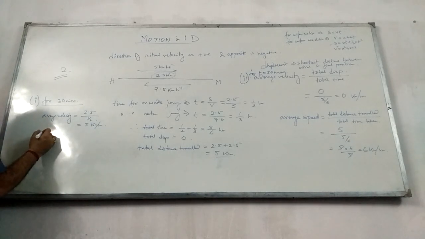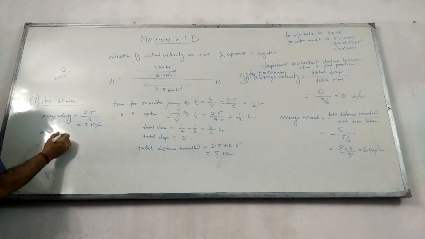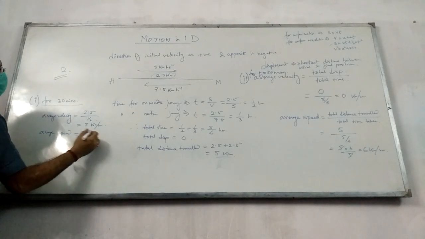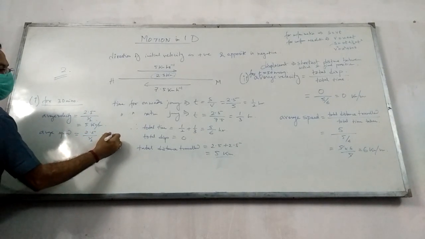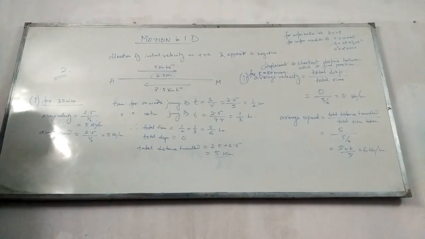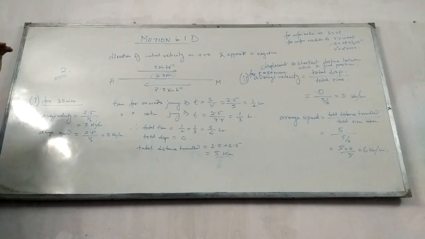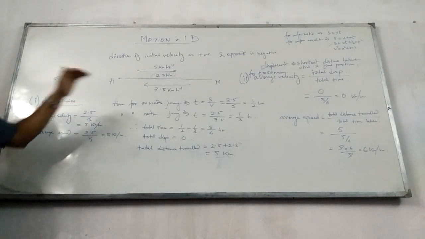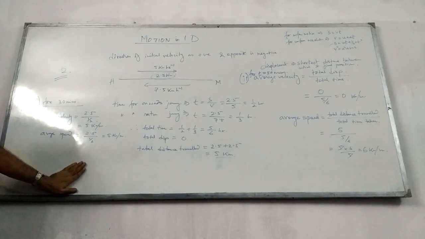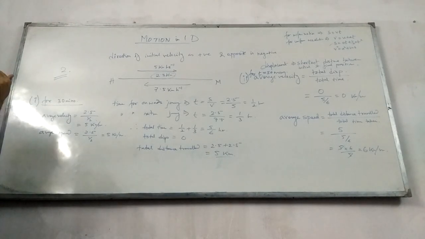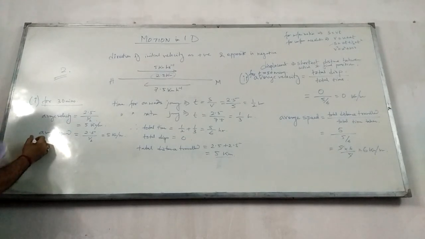And of course average speed is the same. Average speed is 2.5 by half, that is 5 kilometer per hour. So one thing you can understand from here, that until it changes its direction, average velocity and average speed remain the same. But as soon as it changes direction, average velocity and average speed become different. That's where the fun will be, in the third one.